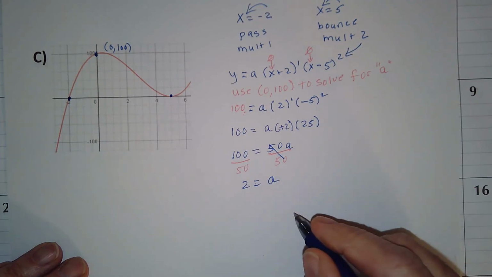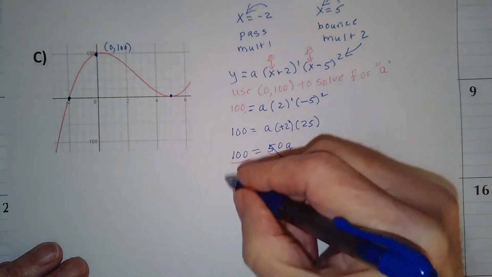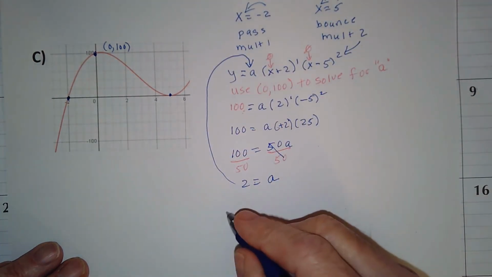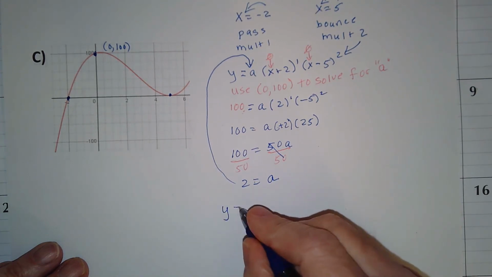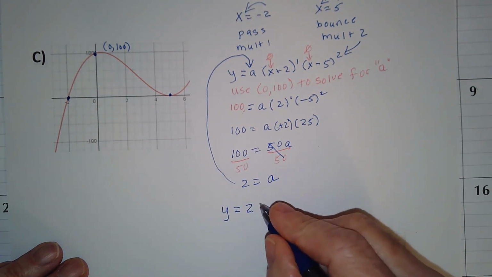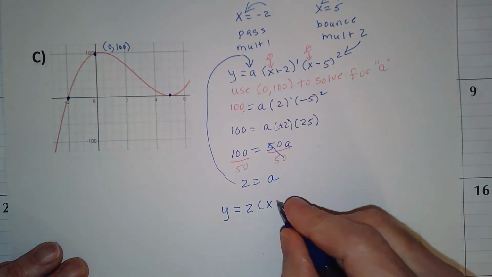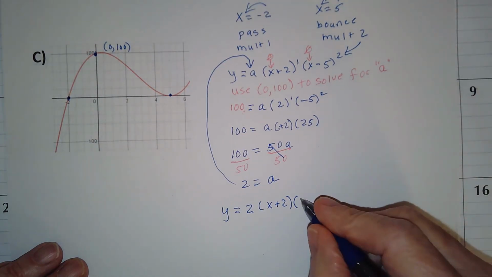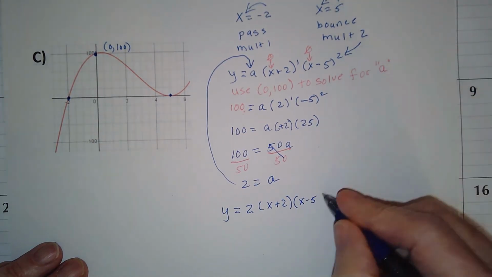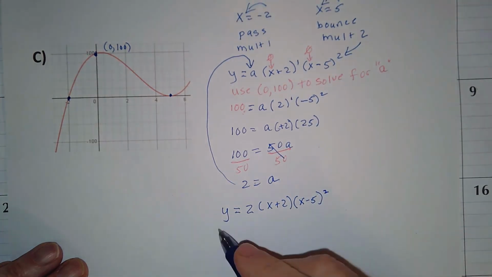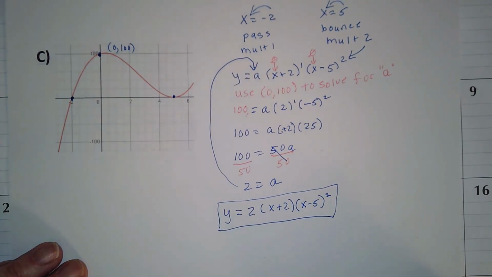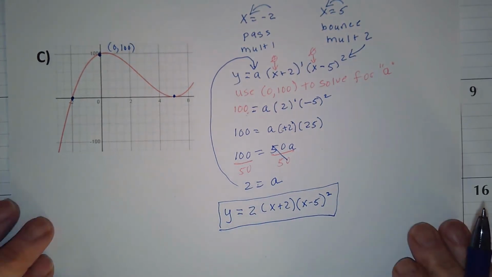Okay, so now we know what a is, so we're going to take that and plug it in over here for the a. And we're going to rewrite our equation. So we're going to write it as y equals 2 times the x plus 2. And we know it's to the 1. I'm not going to bother with the 1 now. And then times x minus 5. And we said that's squared. All right. So this is our specific model. And I will leave it to you and your graphing calculator to check that. But it will match. Okay? All right.